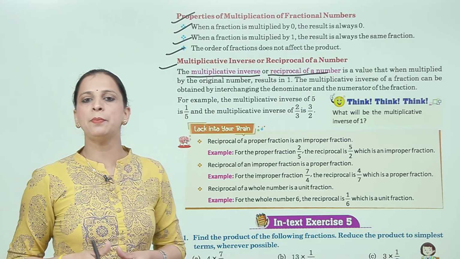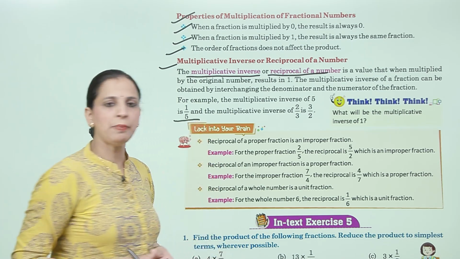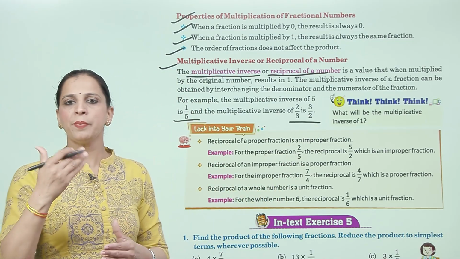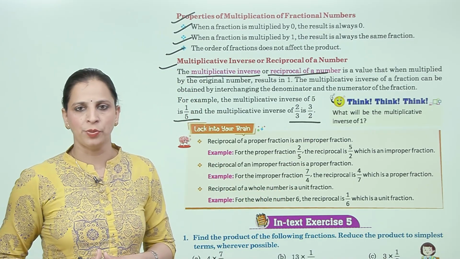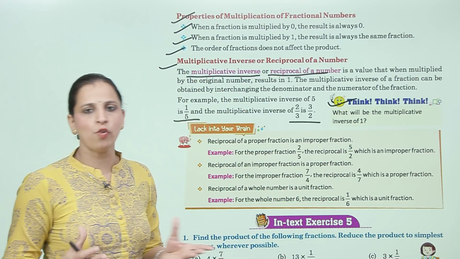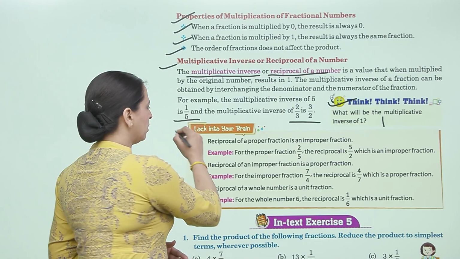For example, the multiplicative inverse of 5 is 1 upon 5 and the multiplicative inverse of 2 by 3 is 3 by 2. Denominator becomes numerator and numerator becomes denominator. Now think, what will be the multiplicative inverse of 1? It is 1. Now lock into your brain.